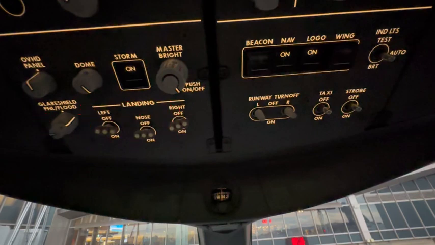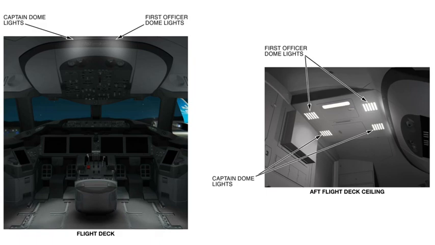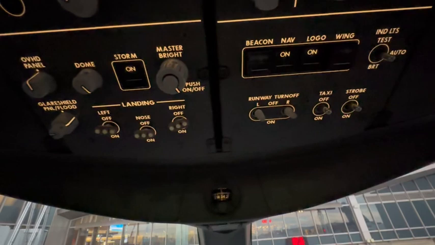Okay, now shift your focus to the left side and look at this cluster. Overhead panel is the intensity of the background lighting. These are going to be your dome lights, captain and first officer. Now the storm light button is also another interesting one. It decreases the lighting, the ambient lighting, and the flight deck lighting. When pressed, it will turn all the annunciators to bright. And last but not least, the master bright.